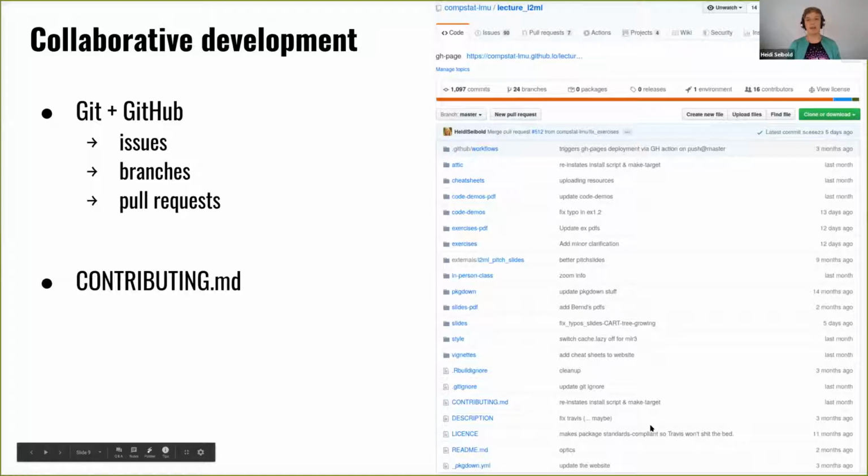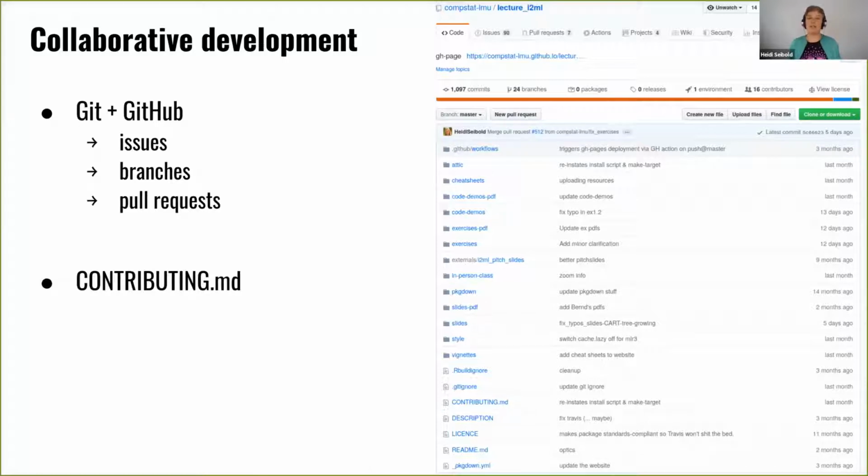Also, we work with different branches. If I work on a new exercise sheet, for example, I would start a new branch and then create a pull request, and someone else would then review what I did, and we'd have a discussion as part of the pull request. Of course, we now also have a contributing file.